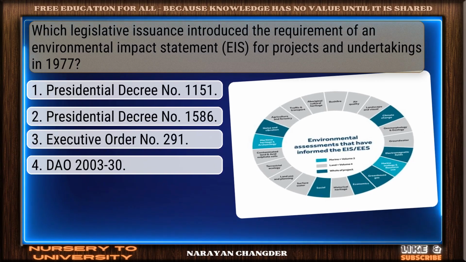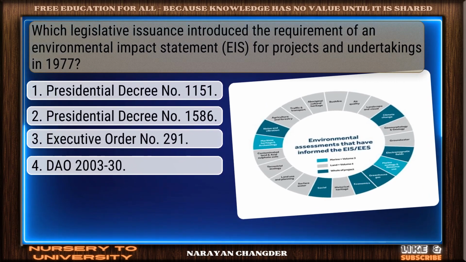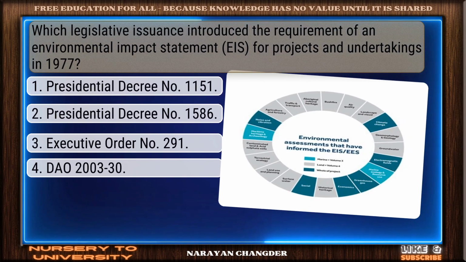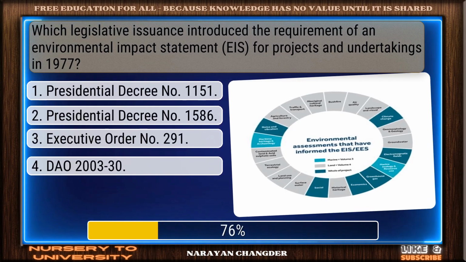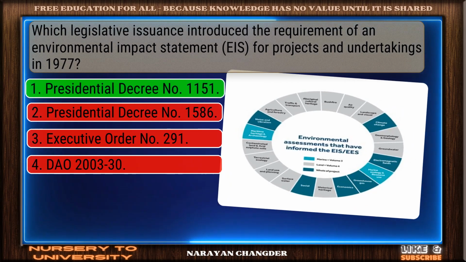Which legislative issuance introduced the requirement of an environmental impact statement for projects and undertakings in 1977? Correct. Presidential Decree No. 1151 is the right answer.